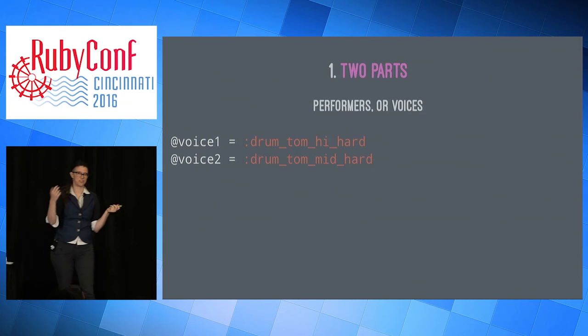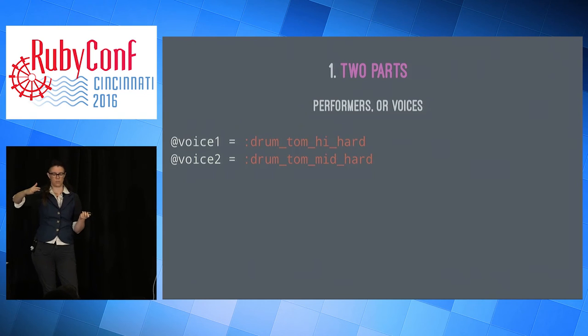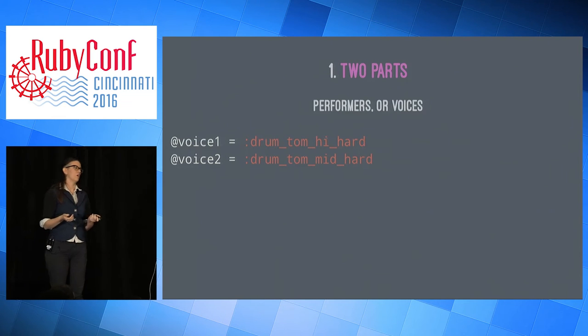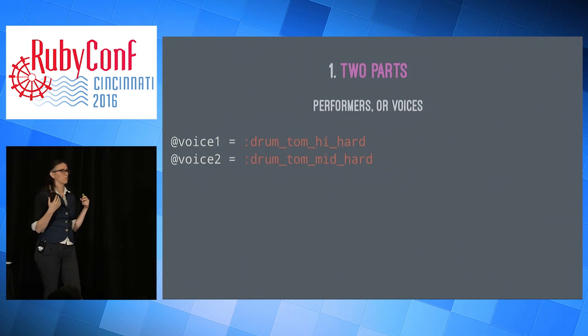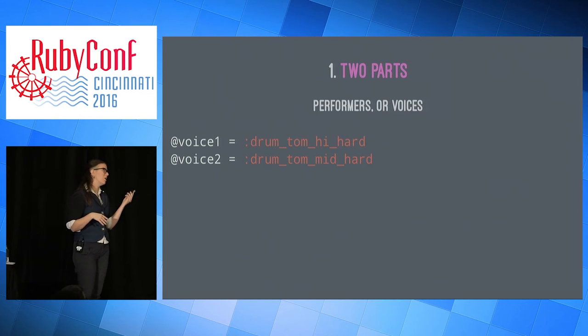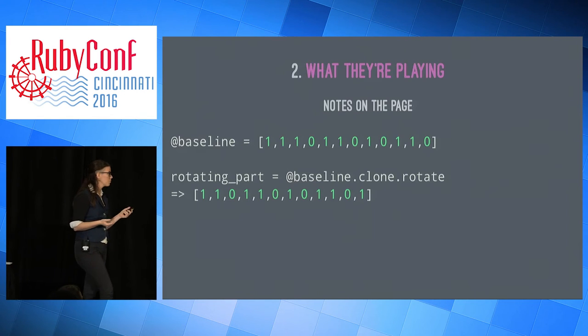So I've assigned two different packaged voices to these two instance variables. We've got a high-pitched percussive voice and a mid-pitched percussive voice. And this is just to provide us a little bit of texture and variety because, in part because it's a computer, they're coming from the same speakers. If it was the same pitch, it would be a little bit harder to differentiate between parts. Honestly, I don't think this helps too much, but it does help a little bit.